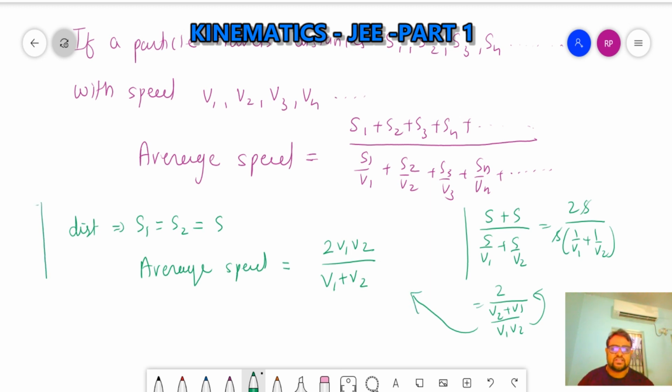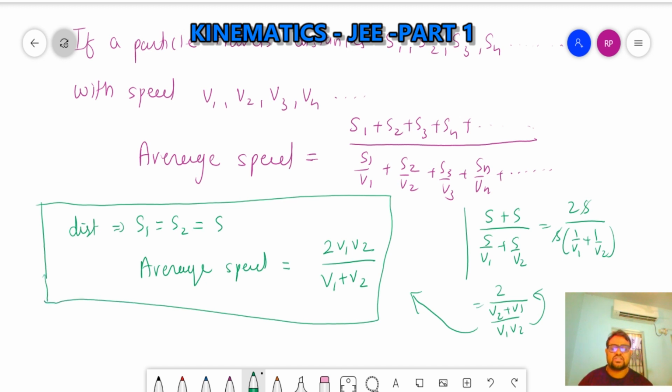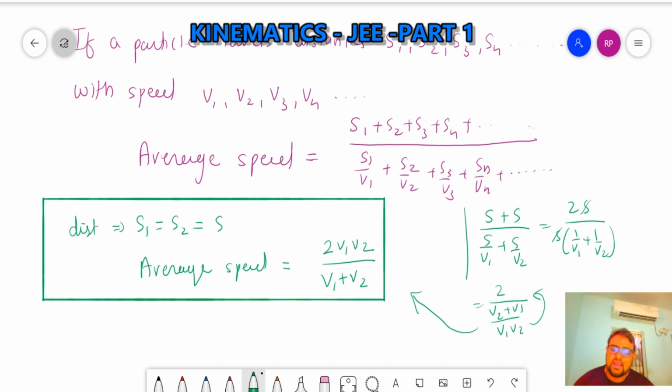So if two distances are the same, like if an object is traveling the first 50 meter at 5 meter per second and the next 50 meter at 10 meter per second, then the average speed will be equal to 2 into 5 into 10 upon 5 plus 10, that is 15. 5 ones are 5, threes are, it will be 20 by 3, 6.66 meter per second. Clear?